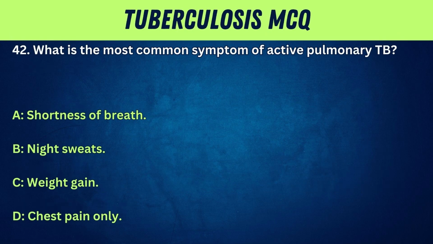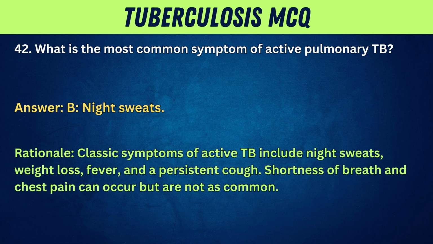42. What is the most common symptom of active pulmonary TB? A. Shortness of breath. B. Night sweats. C. Weight gain. D. Chest pain only. Answer: B. Night sweats. Rationale: classic symptoms of active TB include night sweats, weight loss, fever, and a persistent cough. Shortness of breath and chest pain can occur, but are not as common.